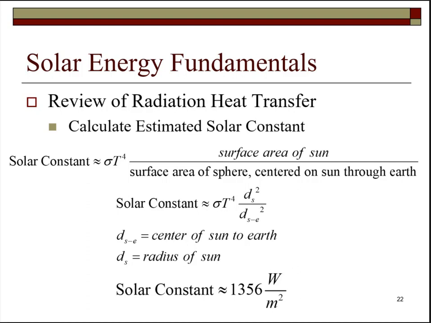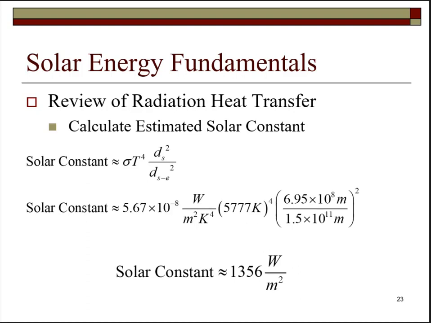We calculate the solar constant using the surface area of the Sun divided by the surface area of a sphere centered on the Sun and going through the center of the Earth, multiplied by the Stefan-Boltzmann constant and an estimated fourth power of the surface temperature of the Sun. This calculated value is 1,356 watts per meter squared, very close to the accepted value of 1,367 watts per meter squared. The actual numbers used to calculate solar constant are included here.